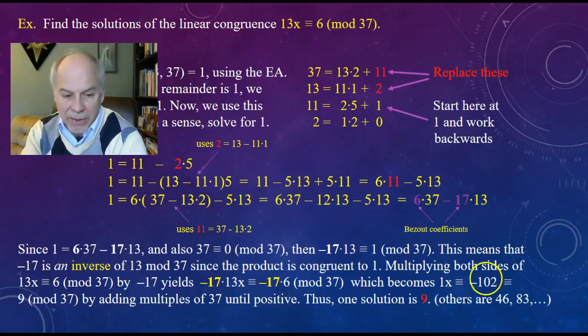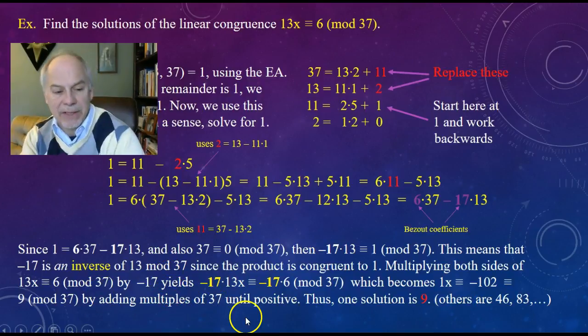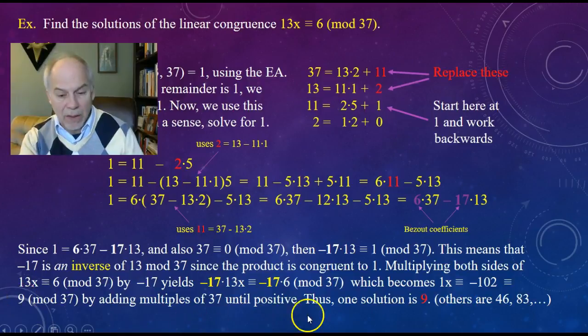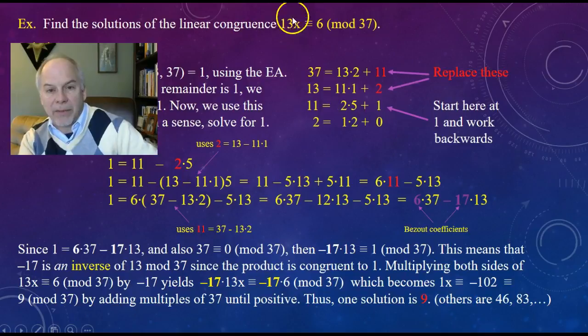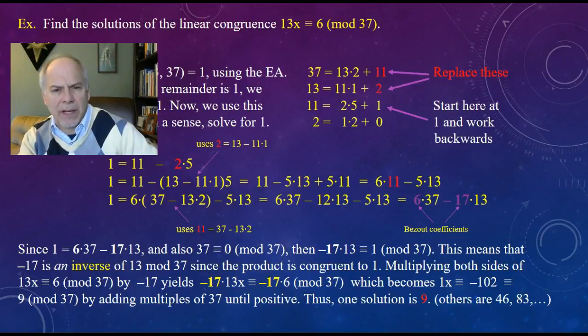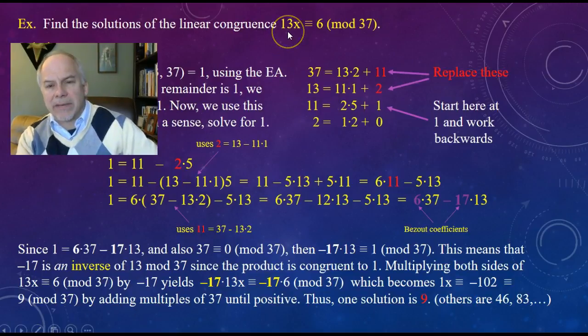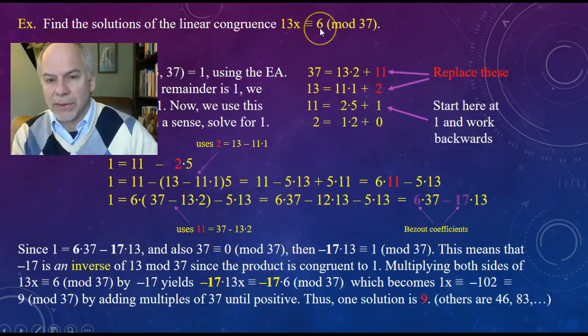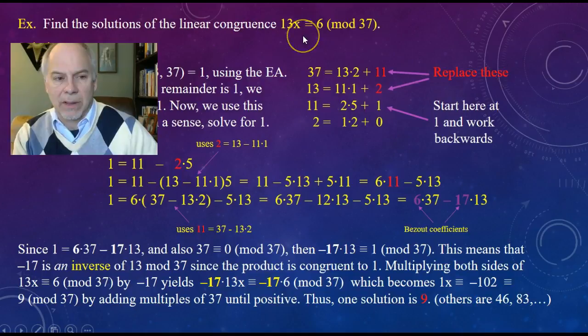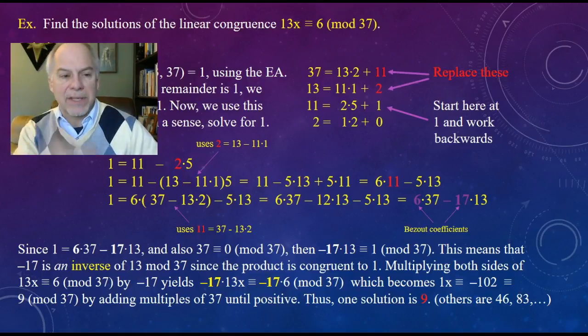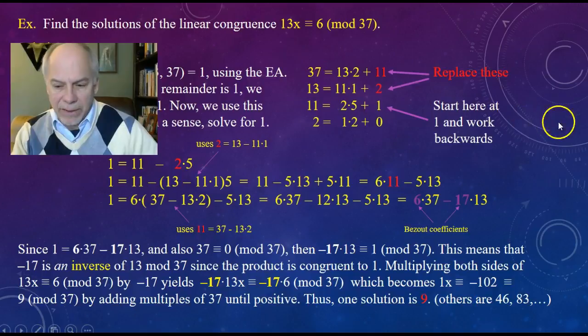Okay, so if you add just 3 multiples of 37, that makes it positive 9. So a solution then is positive 9. And to check this out, you can plug it into the original equation. 13 times 9, that's 117. And is 117 congruent to 6 in mod 37? Well, 117 divided by 37, I believe you do get a remainder of 6 in mod 37.